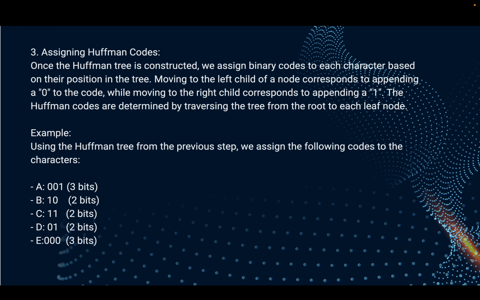Example, using the Huffman tree from the previous step, we assign the following codes to the characters: A 001, B 10, C 11, D 01, E 000.